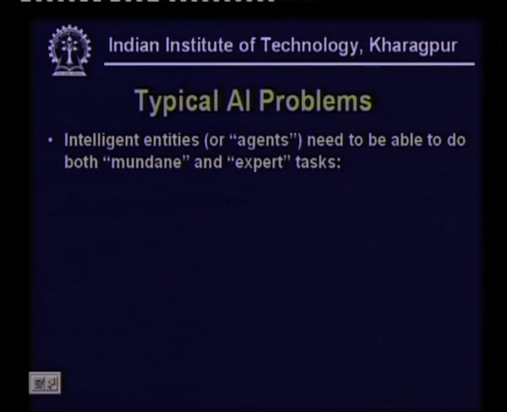Now, let us look at typical AI problems. Intelligent entities or agents need to be able to do different types of tasks. There are some mundane tasks that we do as a matter of fact in our daily life, and there are some tasks that we consider intelligent, like solving very difficult mathematical problems, playing games of chess in an expert fashion, and so on. Activities which intelligent people can do well.